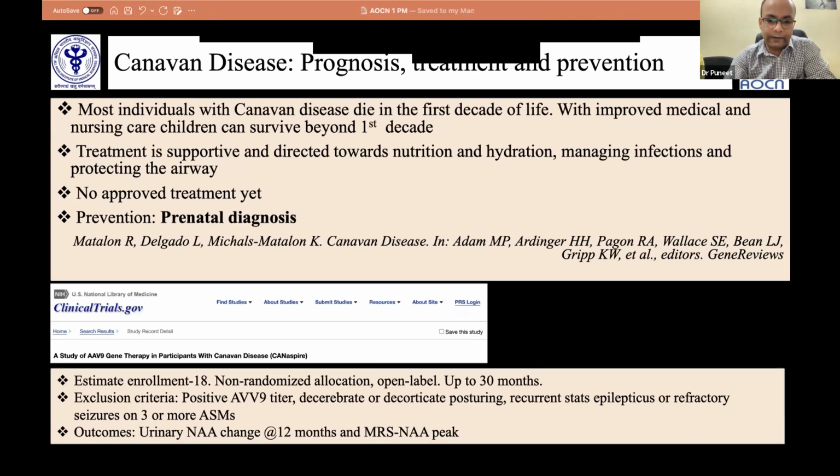So now I have completed my part of 2 leukodystrophies, that is vanishing white matter disease and Canavan's. The next 2 leukodystrophies will be presented by my colleague, Dr. Sakshi. Over to Dr. Sakshi. Thank you, Dr. Puneet. Good evening, everyone. So moving towards the next leukodystrophy.